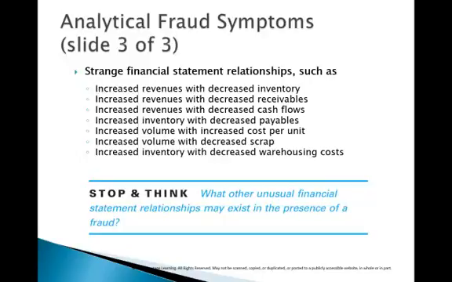So strange financial relationships, these are just some examples. Increased revenue with decreased inventory, where you can think of these things and why they might indicate fraud. Right? Increased revenue with decreased receivables. So whenever you see an unusual relationship, something that you would not expect, to be proactive about fraud, you need to think, well, I'm going to consider fraud as a possibility of why this is happening.